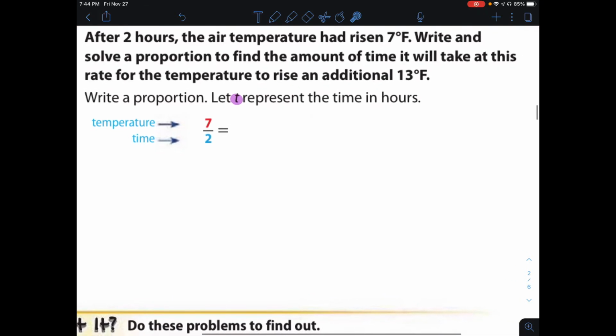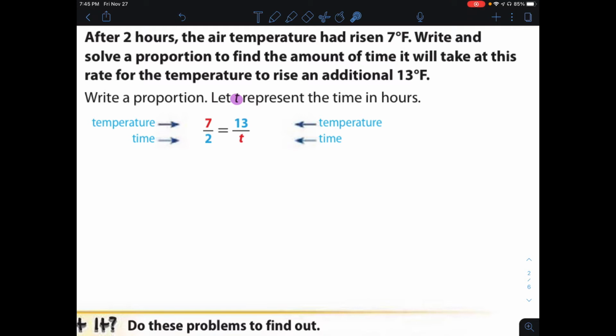So where do we get that? If you look at the last sentence, it tells us write a proportion and solve to find the amount of time it will take at this rate for the temperature to rise an additional 13 degrees Fahrenheit. So we now have a temperature given, which is 13 degrees Fahrenheit, but we now need to find the amount of time. So we have temperature, that 13 degrees should be on the numerator side, and the time is what we need to find out, and that's exactly what happens here. So if you take a look at this one right here, we now have created our proportion 7 over 2 equals 13 over t.